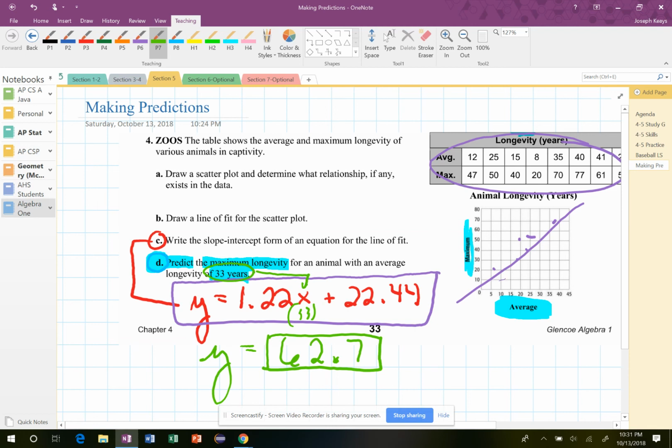So make sure you're getting more and more practice with making predictions. Long story short, making predictions, you're just entering an X value and solving for the Y. And as long as you have the line of best fit and you know what X value you're trying to use to make a prediction for Y, then you're going to be good to go.